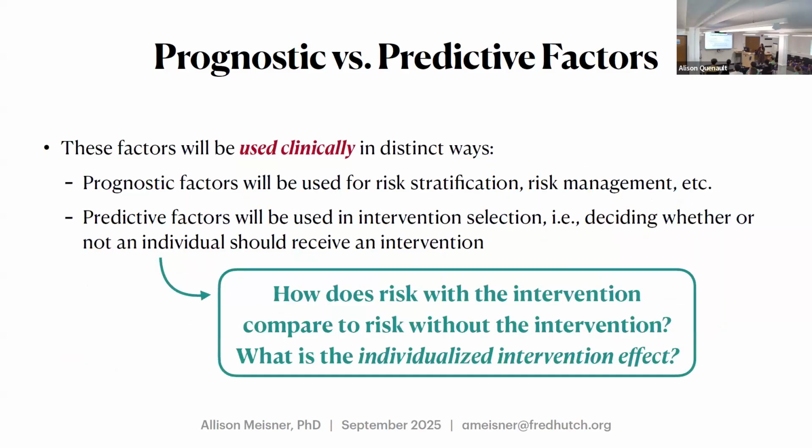So these factors are used clinically in very different ways. If somebody comes in with a set of prognostic factors, say for cardiovascular disease, we might use those for risk stratification and risk management. Are we going to prescribe a statin to this person? Are we going to monitor them more frequently? But predictive factors are very much tied to a certain intervention, and so they're used for intervention selection. That's the idea of deciding whether or not a given individual should receive a given intervention.